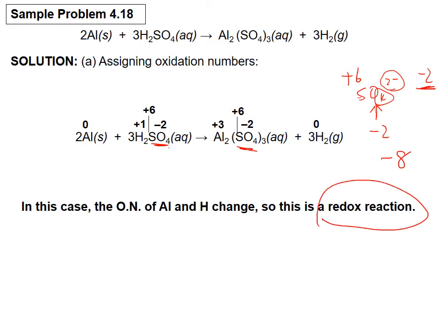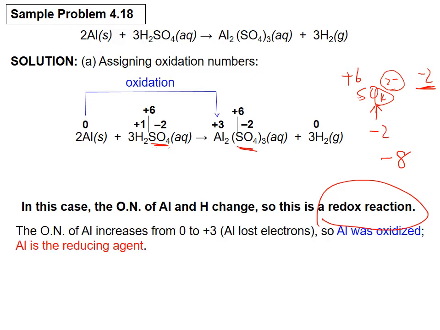Okay, now let's look at the aluminum. Aluminum changes from oxidation number 0 to 3. Because oxidation number increases, it loses electrons. It's oxidized. Aluminum is oxidized. This half reaction is an oxidation reaction. Okay, so aluminum is oxidized, and therefore aluminum is a reducing agent.